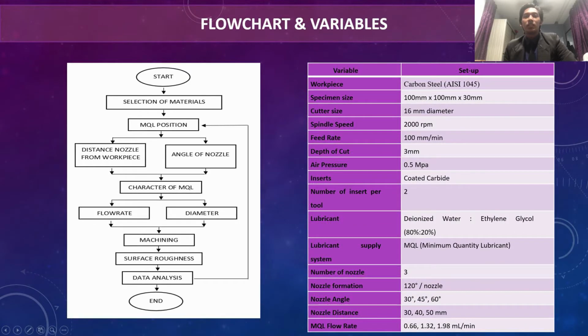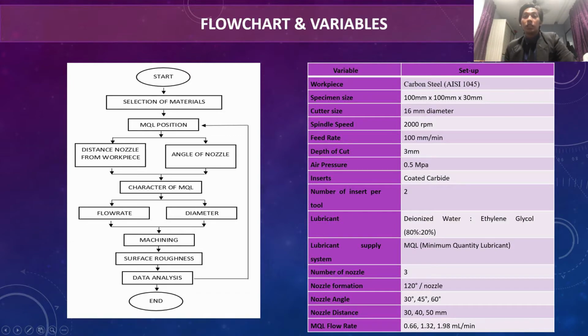Okay, this is our flowchart and variables. We go to the start first, and then the selection of material, and then the MQL position, divided into 2 processes: distance of nozzle from workpiece and angle of nozzle. Then we go to the character of MQL, divided into 2 processes: flow rate and diameter. Then the milling process, and after we get the result, we take the data of the surface roughness, analyze the data, and then repeat on a different angle of the MQL nozzle, and then end the process.